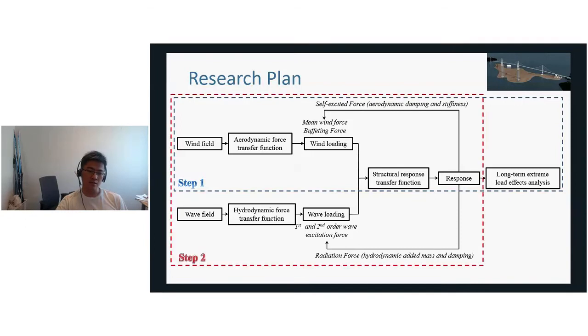Then this method is generalized in step two by involving both aerodynamic force and hydrodynamic force, and we used the suspension bridge with floating pylons as a case study. This method is finally used for the long-term extreme analysis in step three by using some conventional reliability analysis methods. And in step four, we applied machine learning methods, and then we compared their performance with the conventional approaches introduced in step three.